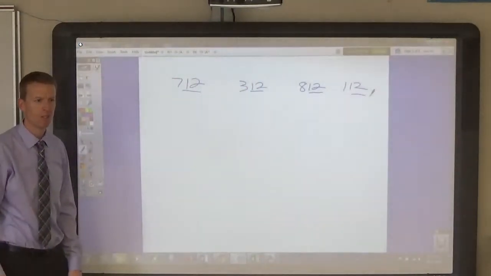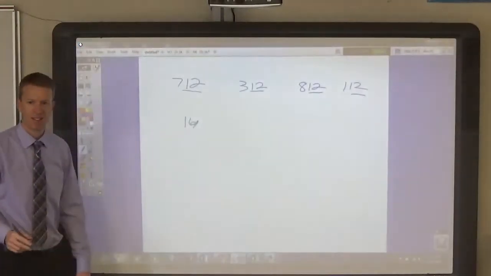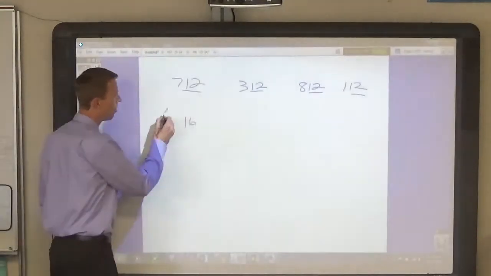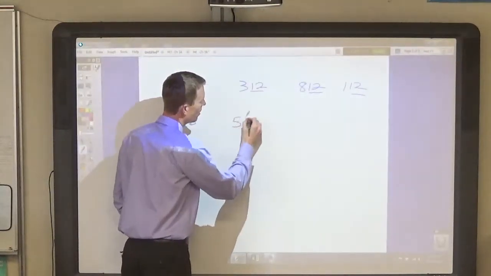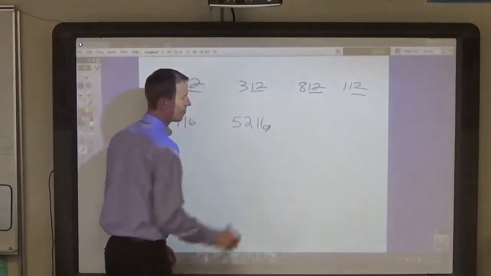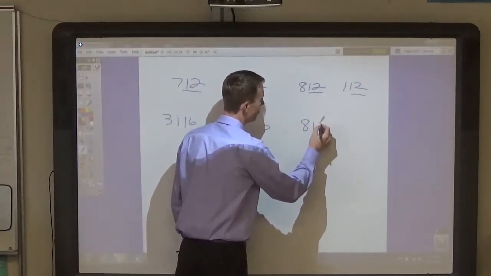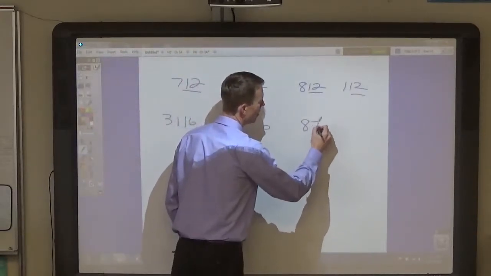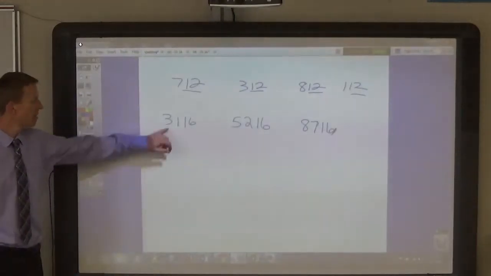Okay? What about 16? If the last two digits end in a 16, then it's divisible by 4. So 3,116. 5,216. Wow. 8,100. Oh, we already did 100. 8,716. Now, should we check and see if this actually works?